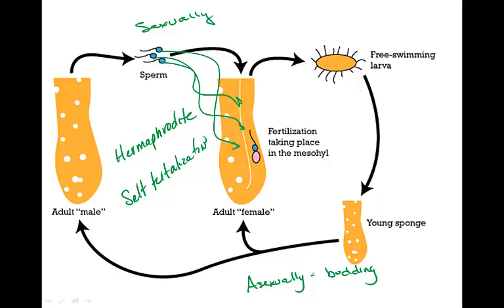The resulting zygote will turn into a larva and escape through the osculum. Unlike the adult, the larva is motile. It's free swimming. It's covered with cilia that propel it through the water, and as the larva grows and develops, it becomes more similar to an adult sponge, thereby losing its ability to swim.